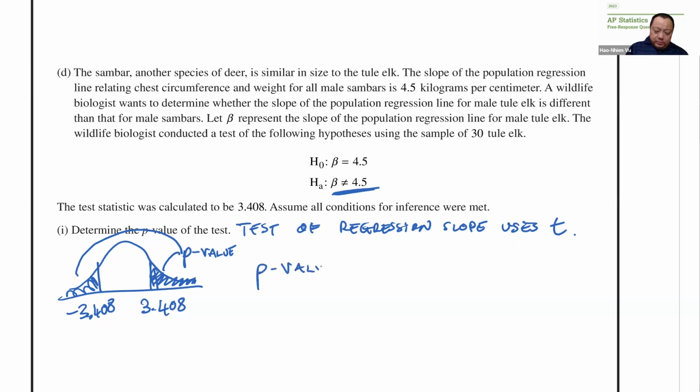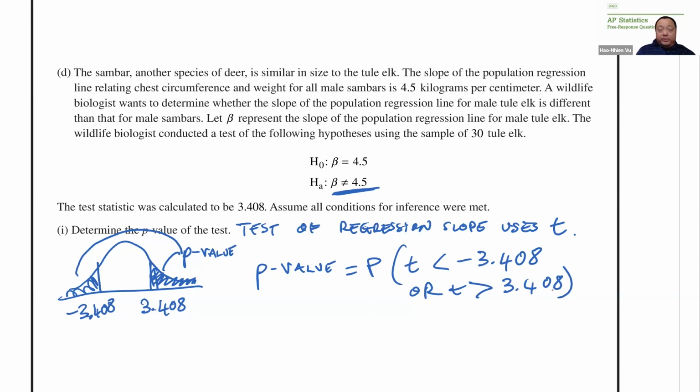So the p-value is equal to the probability that t is less than negative 3.408 or t is greater than 3.408. You can take one of them and multiply by 2. Well, then when you plug it in on your calculator, you realize you need the degrees of freedom. And you remember that, yes, the t-distribution comes with degrees of freedom, but I don't remember how it went.